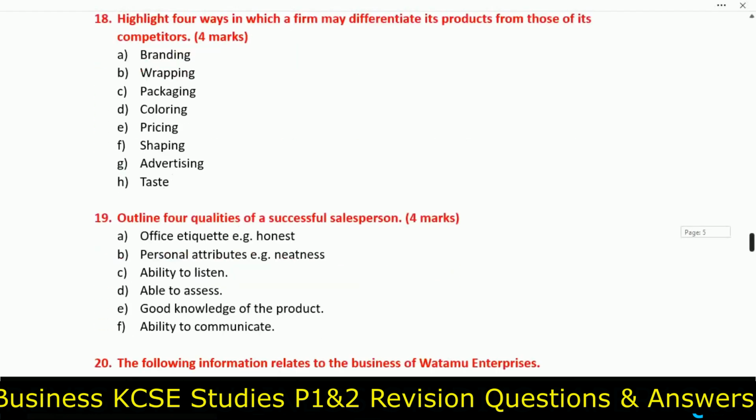Let's go to question number 18. You're told highlight 4 ways in which a firm may differentiate its product from those of its competitors. How can a firm differentiate their product or their services? Number 1, branding. Number 2, wrapping. Number 3, packaging. Number 4, coloring. Number 5, pricing. Number 6, shipping. Number 7, advertising. And then the last one, taste.